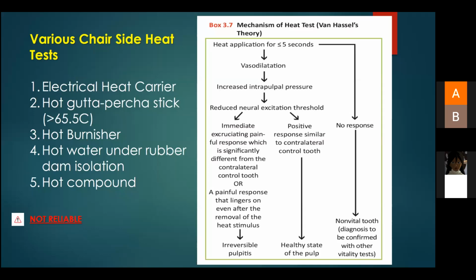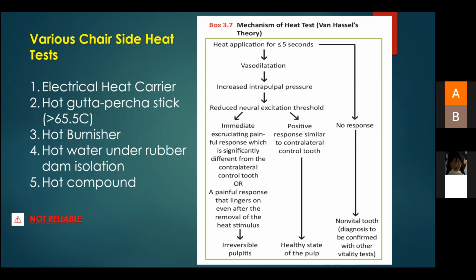Now, if you see the mechanism of how it acts, it is very important. The heat application should be not more than 5 seconds. It should be only 5 seconds. And first you have to start with the control tooth. That is the procedure. Now you have to apply it for 5 seconds. What will happen? Then the pulp will inflame, leading to vasodilation. Then it will increase the intrapulpal pressure. Then it can reduce the neural excitation threshold at a particular time.